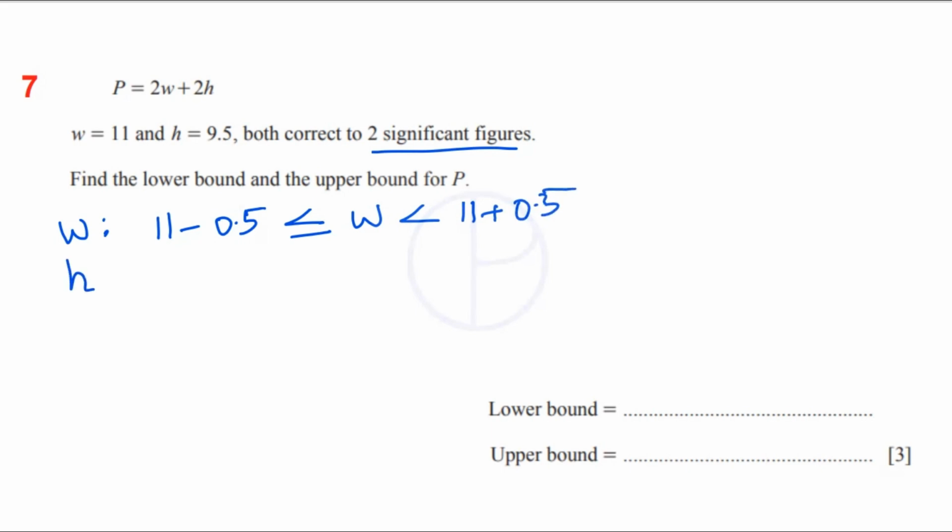And for H, we will add one more significant figure. So 9.5 minus 0.05 less than or equal to H less than 9.5 plus 0.05.